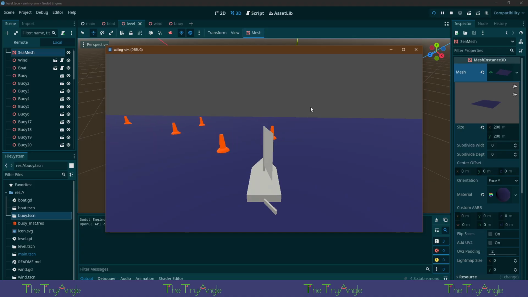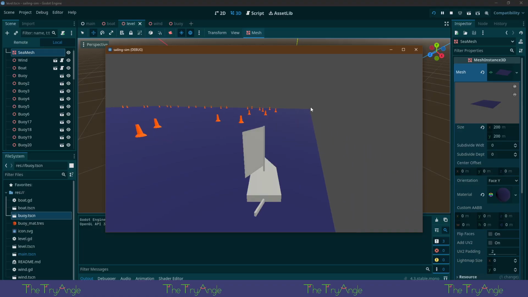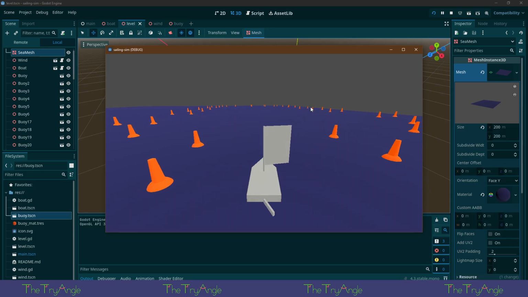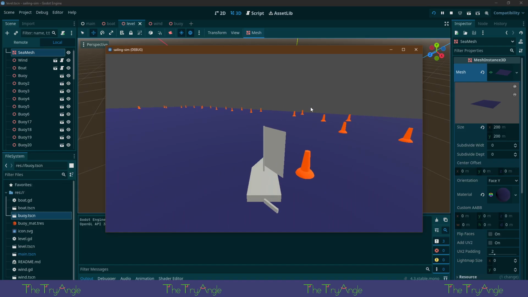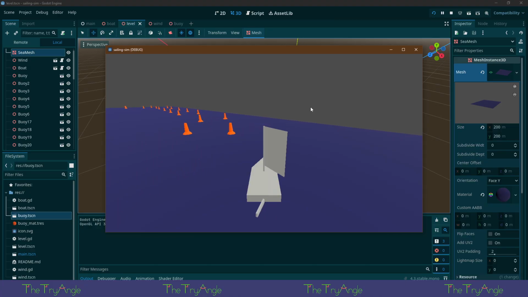Oh, something is happening. Oh, something very strange is happening. Oh, no. Stay calm, everybody. It's fine. I'm sure. Okay, we're moving forward now. Yeah, this is good. This is a good boat. This is a good boat.